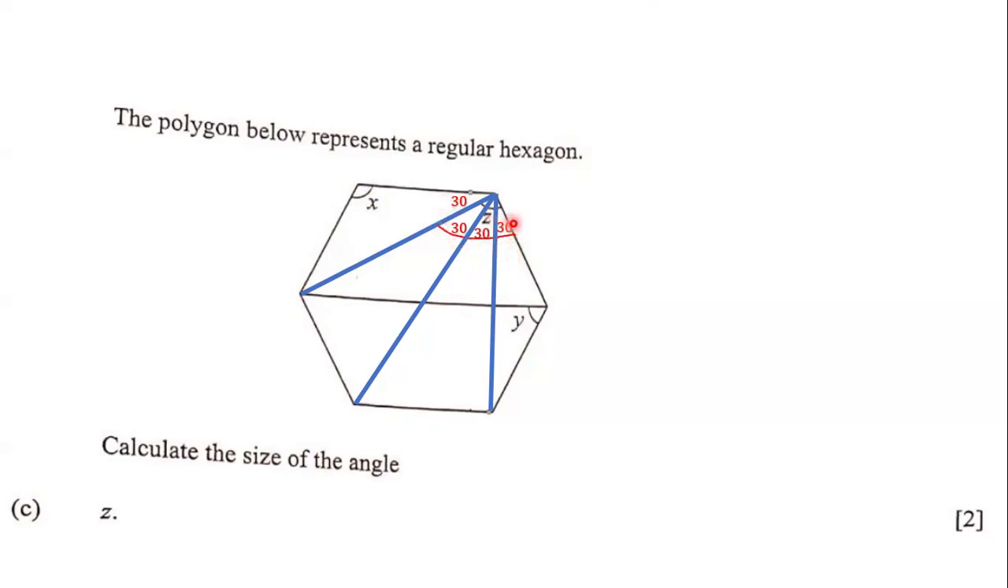Now angle Z accounts for how many of these spaces? 1, 2, 3 of these spaces. So that means that angle Z is equal to 3 times 30, and 3 times 30 is definitely 90. And so angle Z is 90 degrees, and that's the size of angle Z, 90 degrees. And that's our answer to this question.